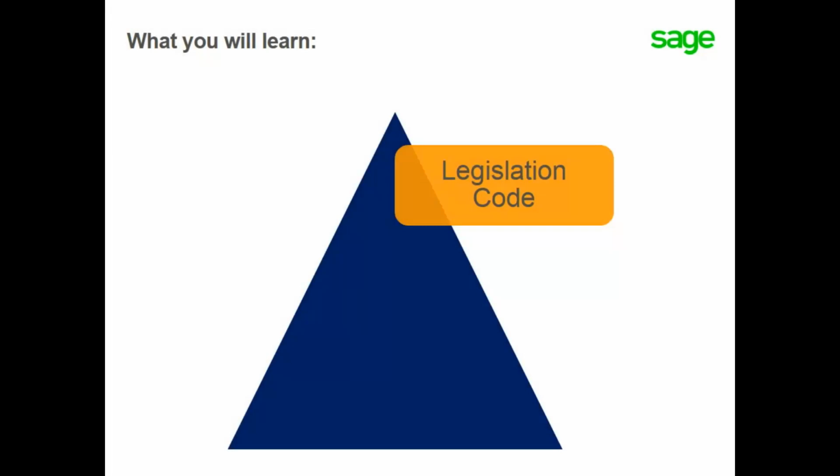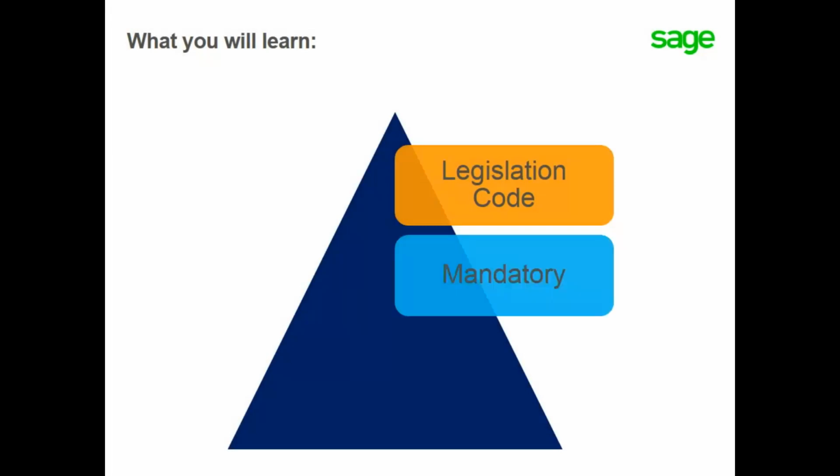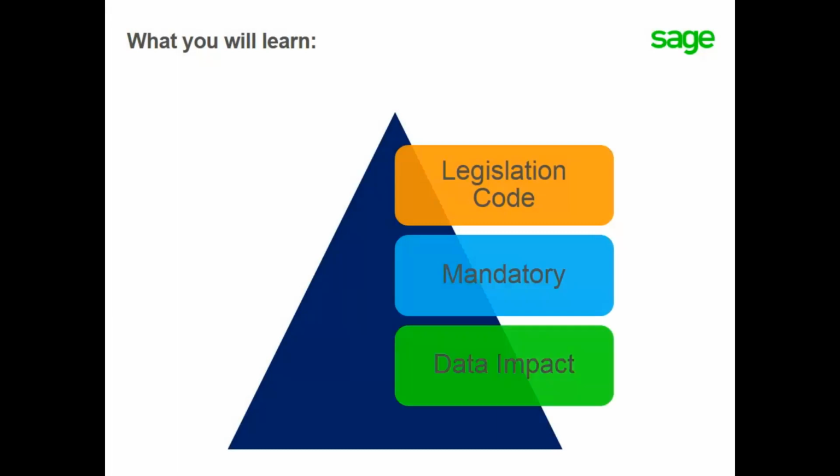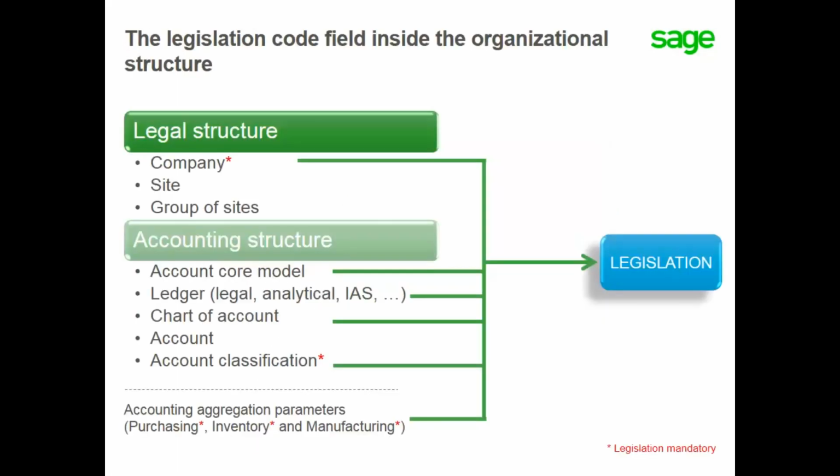In this topic, you will learn about the impact of the legislation code field, see where it is mandatory, and understand the impact on data. Legislation fields are found in many of the setup tables and required on 5. In the company, the legislation defines the rules for accounting and setup. Legislation at the company level ensures a valid set of accounting entries when posting.